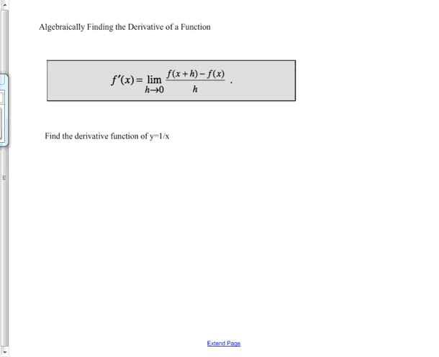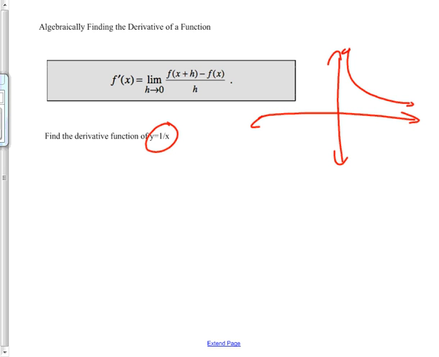So the last one of these that we're going to be doing, we'll practice a lot with these. This is a trickier one, the trickiest of the three. We're now looking at y equals 1 over x, and that's a rational function. If you're familiar with it, it looks something like this.